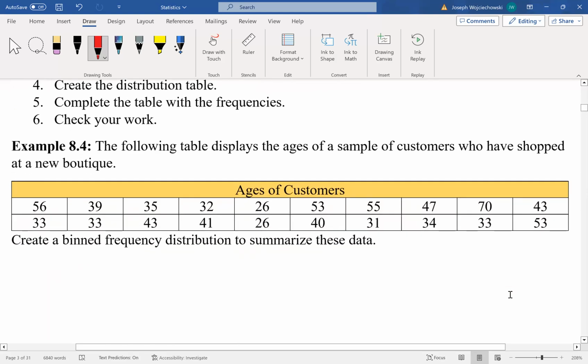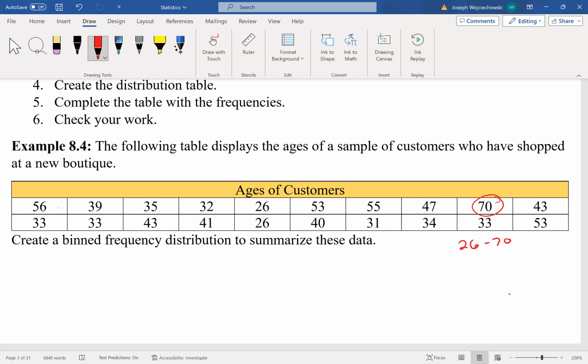So our first step is what's our minimum and what's our maximum? Now here's a 56. Do I get any larger than that? Oh, there's a 70. So my max is 70. What's my minimum? There's 26. There's another 26. So my range is from 26 to 70.